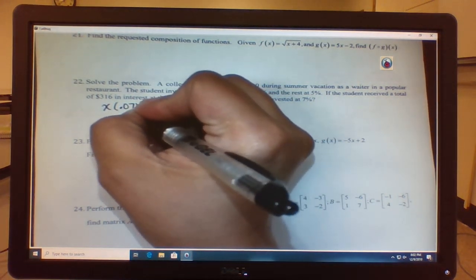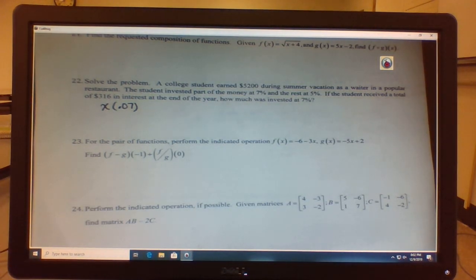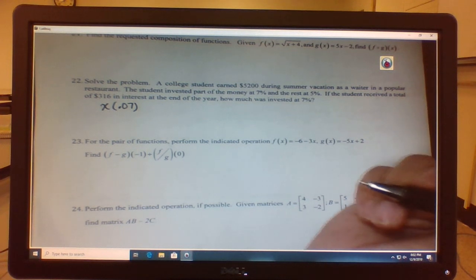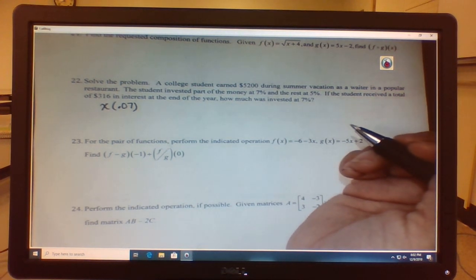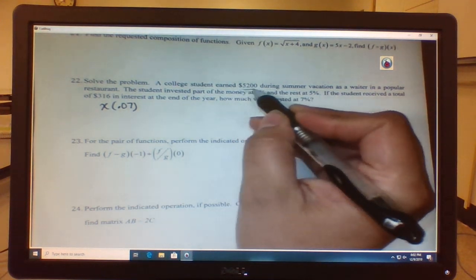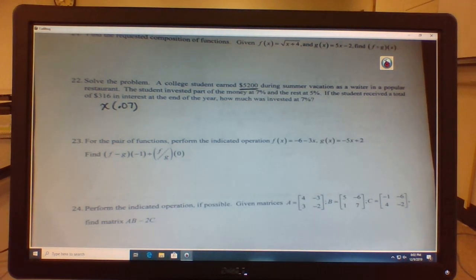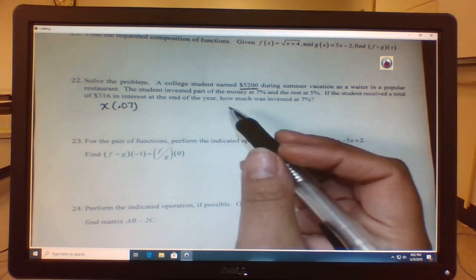How do you write 7% to calculate? 0.07. Perfect. Now, if they say the rest, how do I represent the rest if part is X? It has to do something with this. You have $100, you spend some on buying cookies, so you have to subtract what? The X.